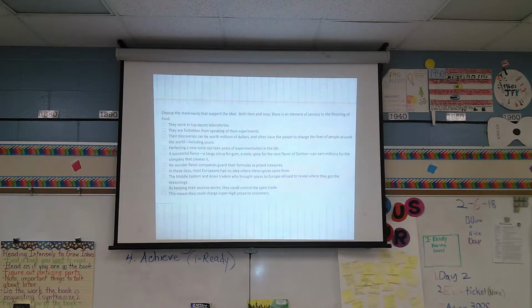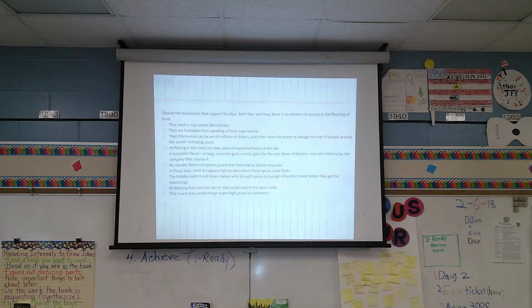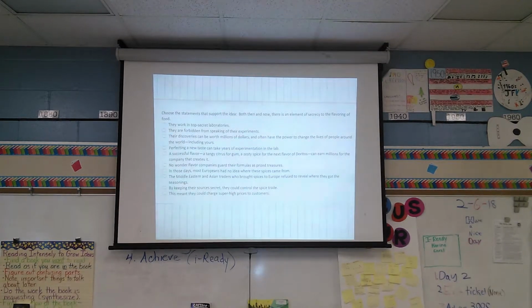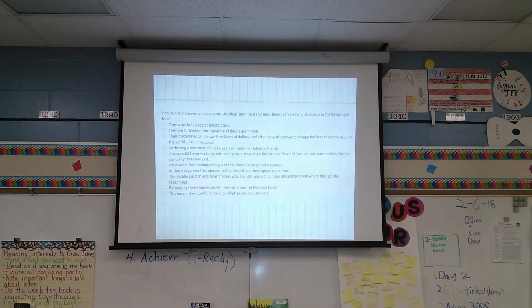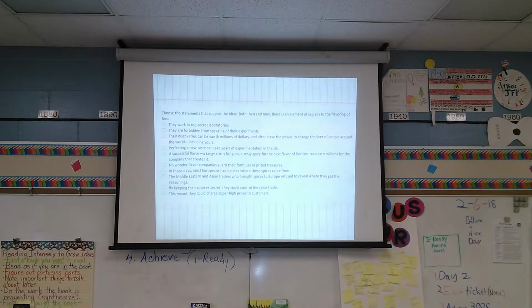Now, if you remember, we worked on two different text sets for compare and contrast. One was about food flavoring, one was about hamburgers and tacos. So obviously, this is a main idea that you could use in your compare and contrast essay on flavoring food. Basically, these statements here all appear in the text. So you're wanting to look for something that supports the idea that there is an element of secrecy to the flavoring of food.